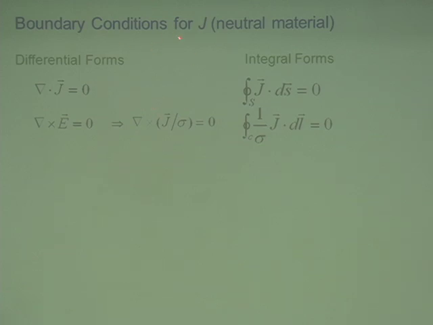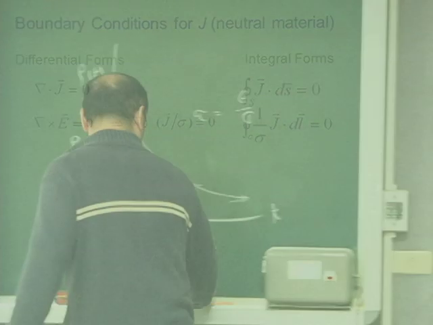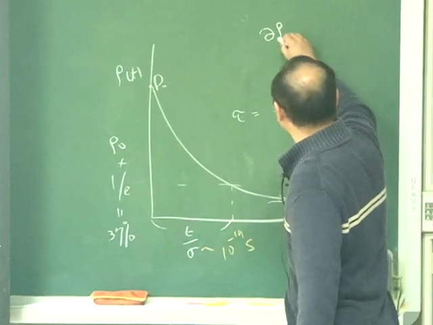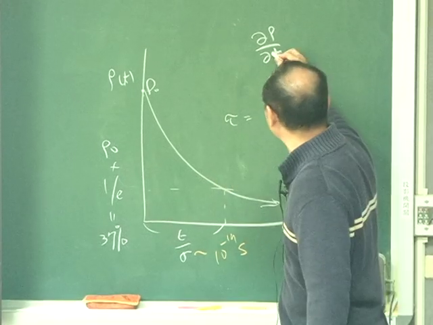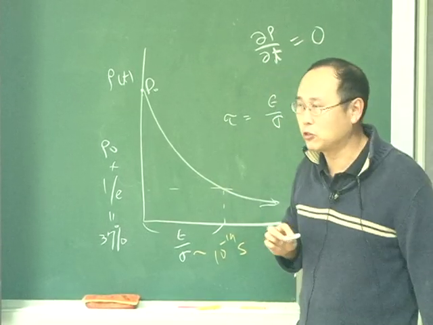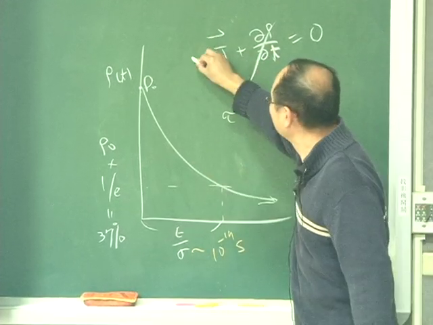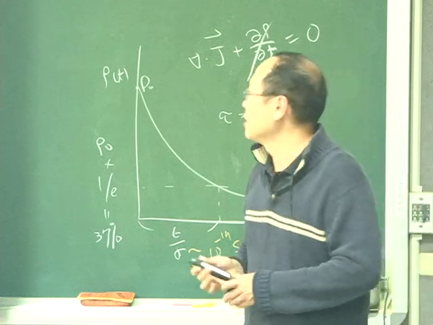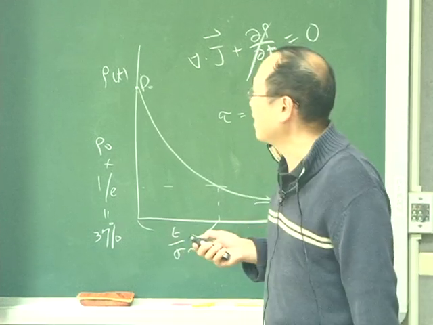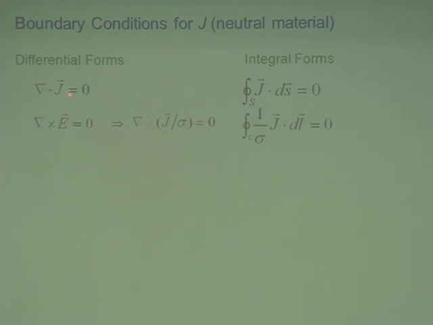Well, now let's just focus on neutral materials. Okay, for neutral materials, the equation of continuity, you can remove this partial derivative of charge with respect to time from the equation of continuity. Okay, just take out this. If you take out this, then you have a divergence J equal to 0. And from this, you can derive the Kirchhoff's current law.